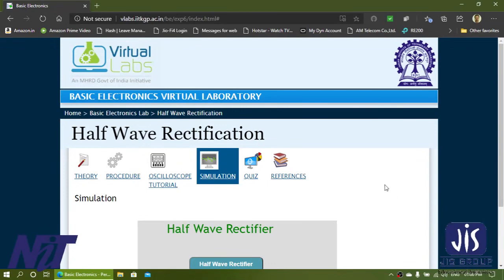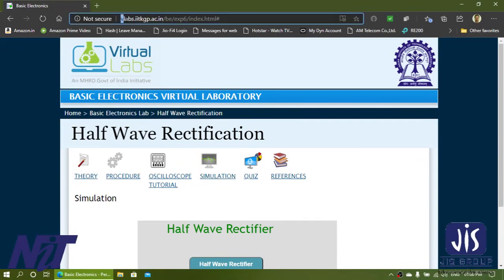So now students, this is the web page I am talking about in my PPT: vlabs.iitkgp.ac.in/be/experiment6/index.html. I already mentioned this link in my PPT. From there you just copy this link and paste it in your browser, then you will be ready for the simulations. So let's do it.